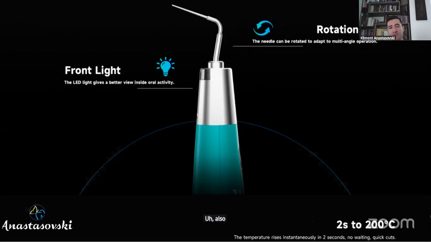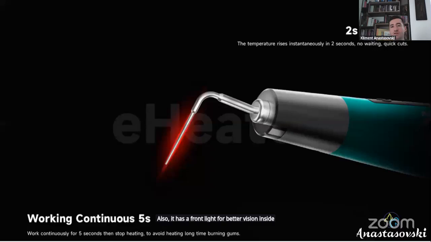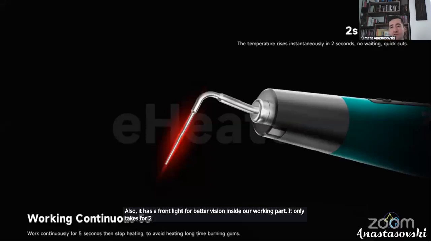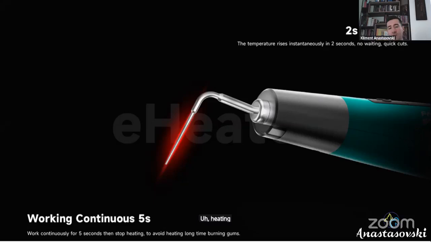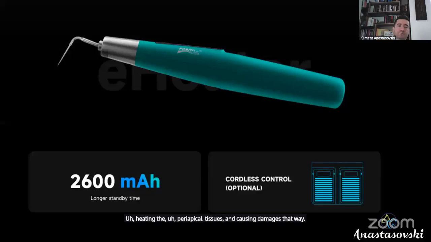Also, it has a front light for better vision inside our working part. It only takes 2 seconds to reach 200 degrees Celsius, and after working for 5 seconds continuously, the device automatically stops heating to avoid heating the periapical tissues and causing damage that way. It has a very long battery lifespan. I'm using it in a lot of my cases before charging it.